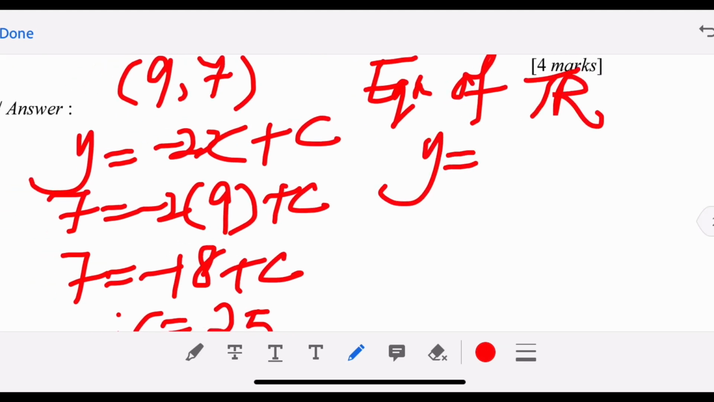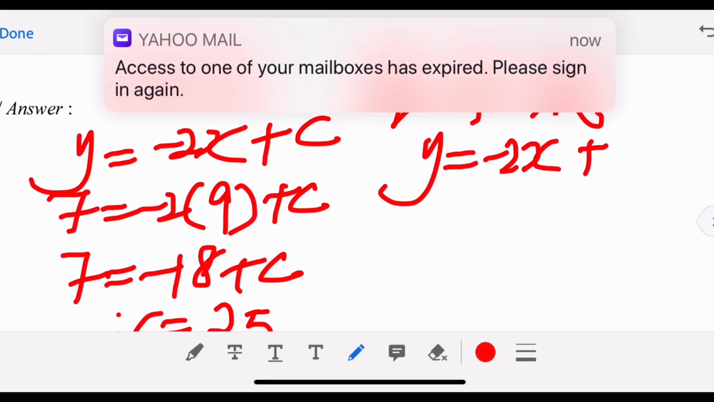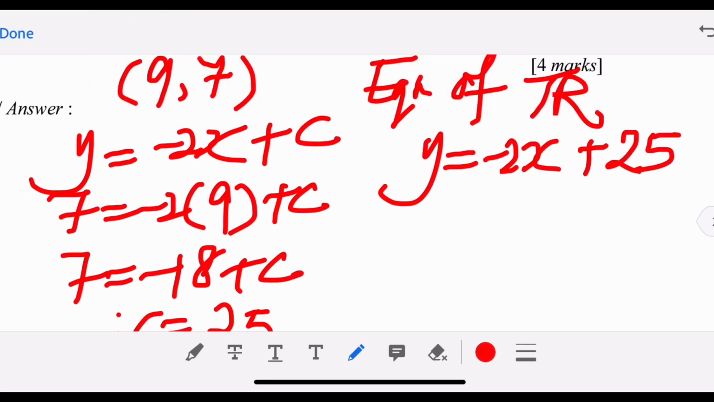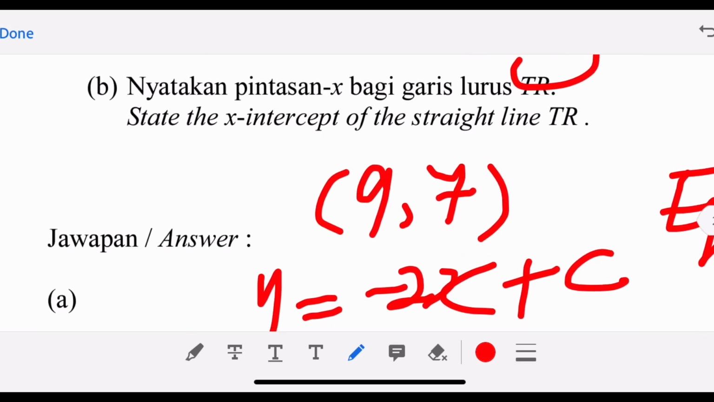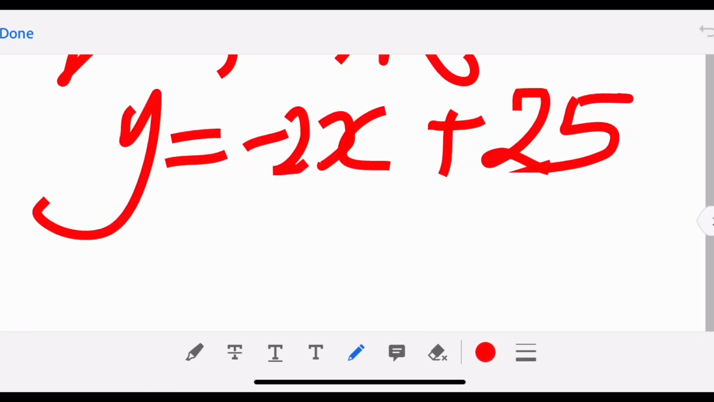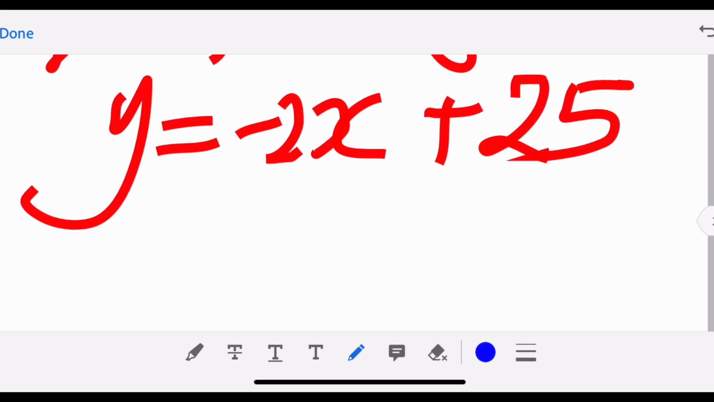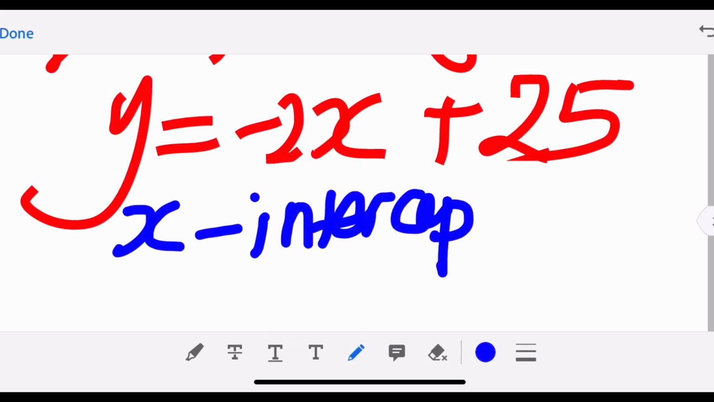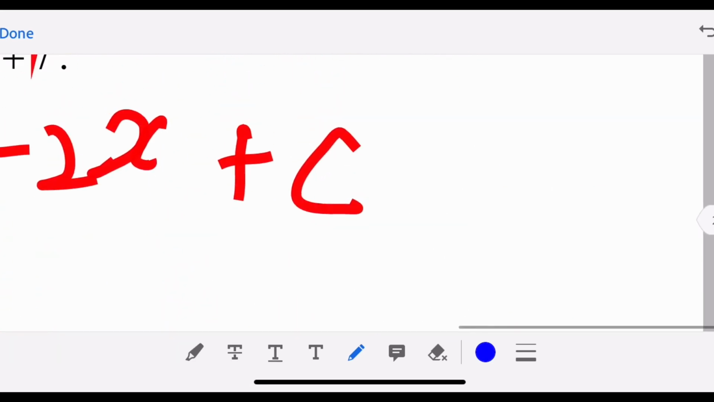I'm sure after they ask you to find the equation of the straight line, they will ask you to find the intercept, right? So in order to find the x-intercept, we always have to let y equal to 0. So let's go to the question. State the x-intercept of the equation of TR. So we have the equation of TR here. y is negative 2x plus 25. So we are going to find the x-intercept for this equation. For any x-intercept, the y coordinate must be 0.